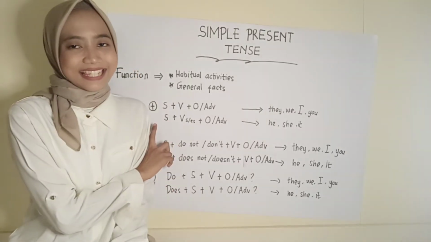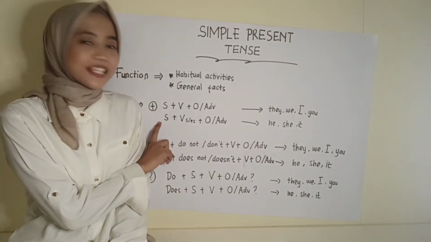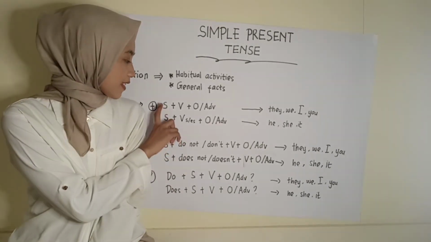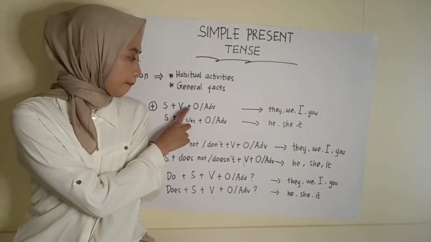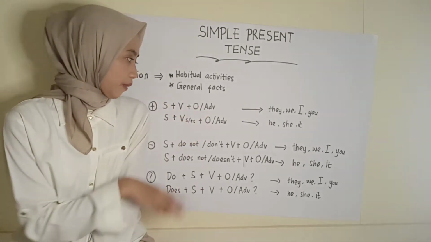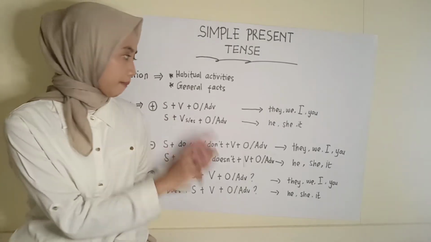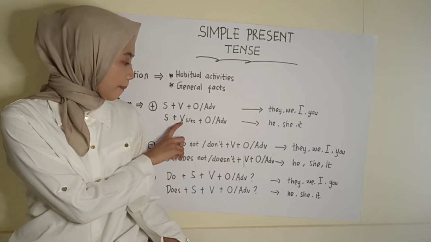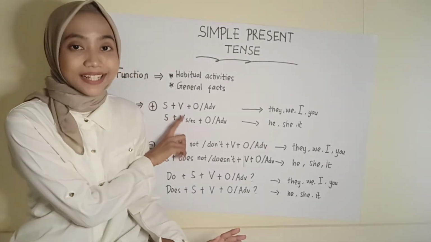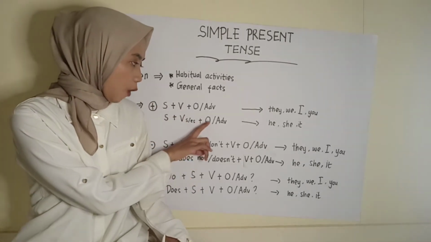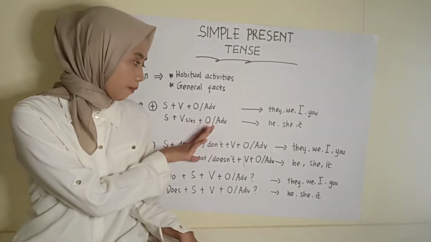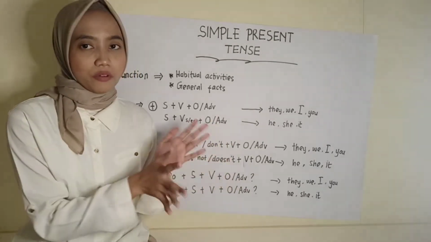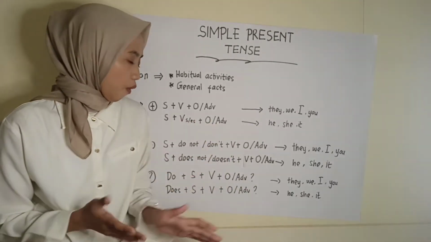So, look at this. This is the formula of positive sentence. First one is subject, verb, object or adverb. Or maybe you can add both of them. And the second one is subject, verb plus S or ES, object and adverb. Or maybe you can add both of them, both object and adverb, or one of them.